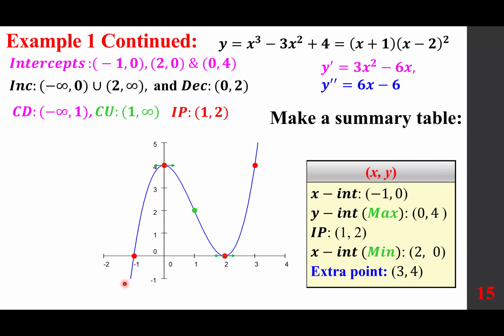Notice we have all the intercepts, the 2 x-intercepts, the y-intercept. We have the inflection point, which means before that, concave down, after that, concave up. We also can see the graph is increasing here, and decreasing in between. So detailed information of the graph can be seen from this drawing.